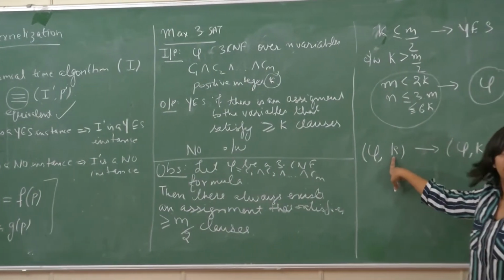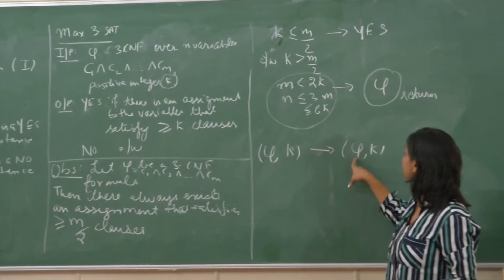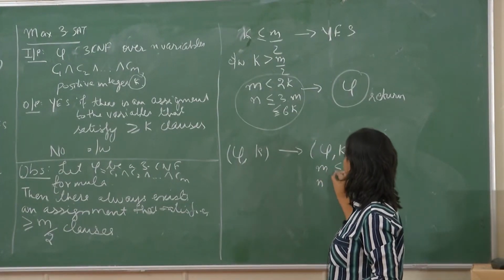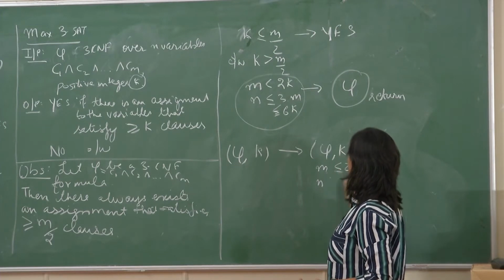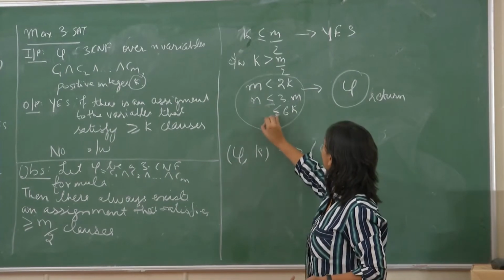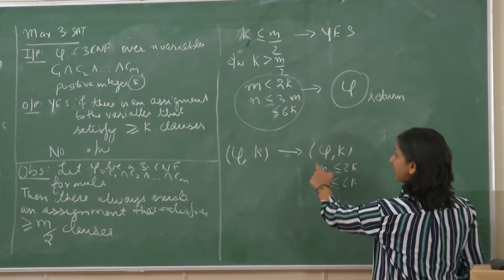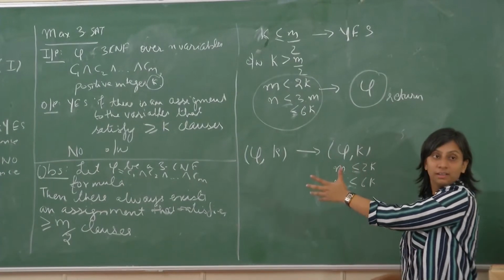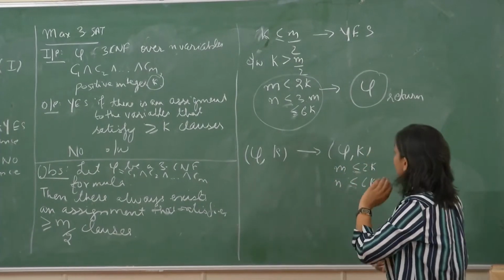The parameter is k. And what is the size of phi? The size of phi is like m and n, and I know m is at most 2k and n is at most 6k. So definitely the size of the output instance is bounded by k, right?